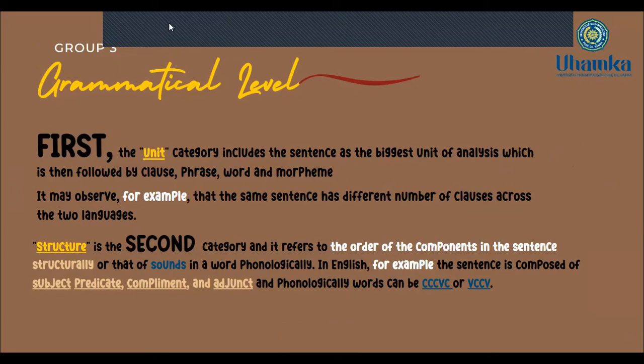It may be observed, for example, that the same sentence has a different number of clauses across the two languages. We can use the example of English and Korean here. For example, in English we say I love you to express love, right? In Korean we say 사랑해. Now, the difference we can see is that for the unit in English we use 3 words: I love you, whereas in Korean we say 사랑해, 1 word.